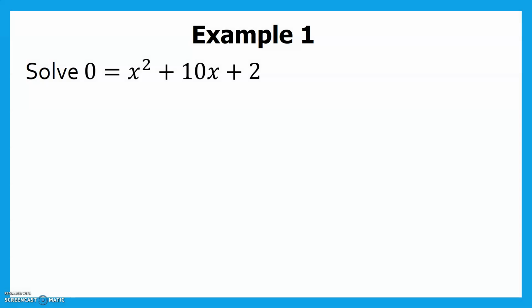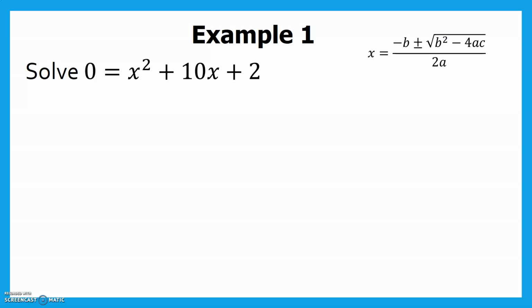So example 1. Solve 0 equals x squared plus 10x plus 2. So remember, we're going to use that quadratic formula. And the first thing I have to do is identify what a, b, and c are. So if you remember, a is what's in front of the x squared, b is what's in front of the x, and c is the number without an x.